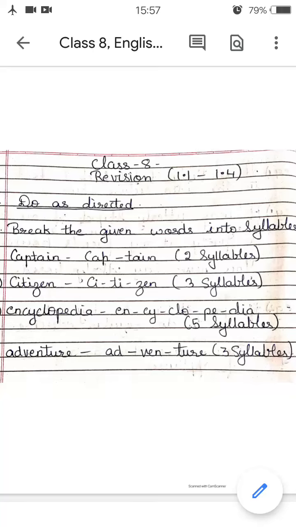Online classes have begun in almost all the schools and now maybe they are preparing for online tests. So here I have come up with revisions. Today I shall be revising the language study part of class 8 unit 1, that is do as directed, and the type of questions that are expected in this type of question.